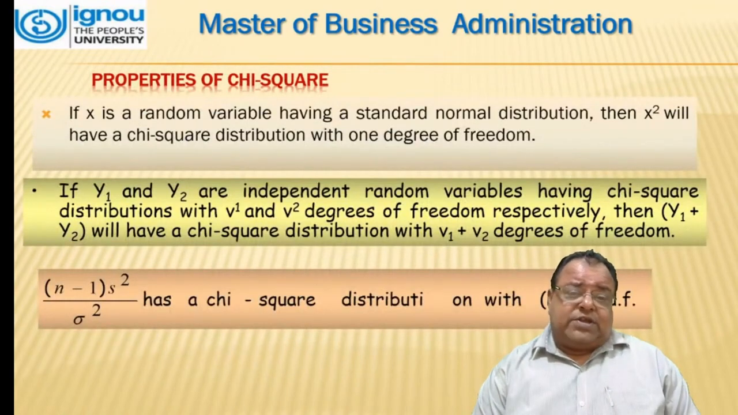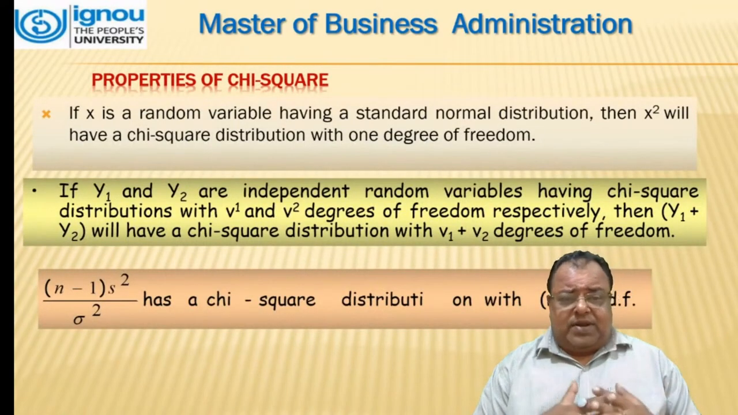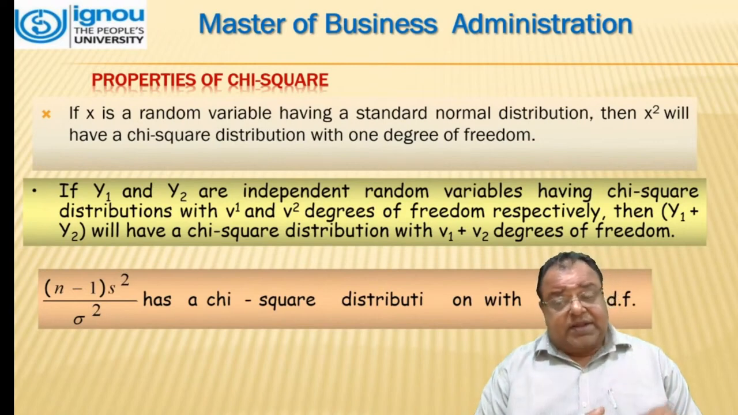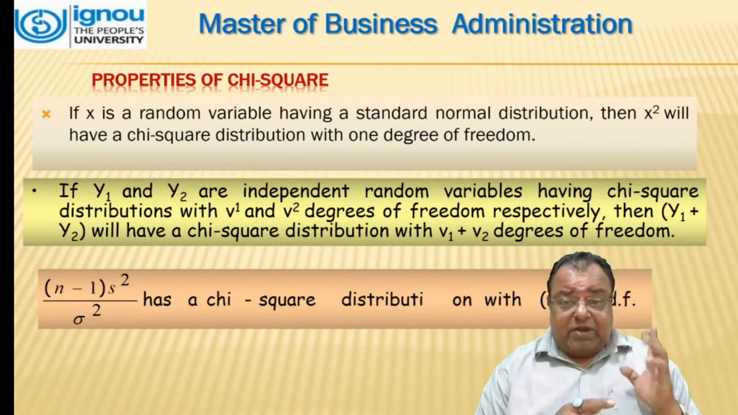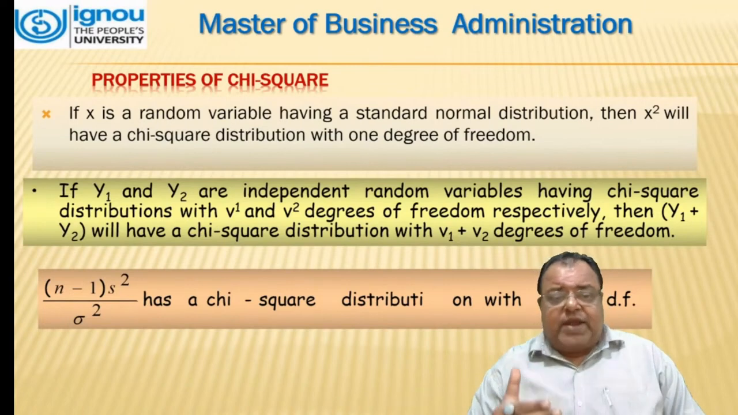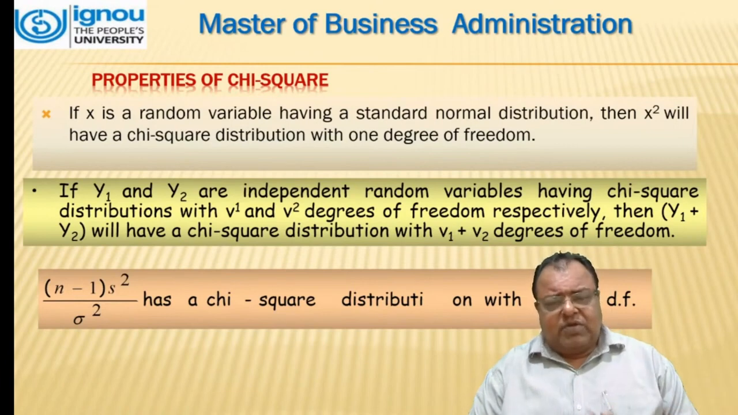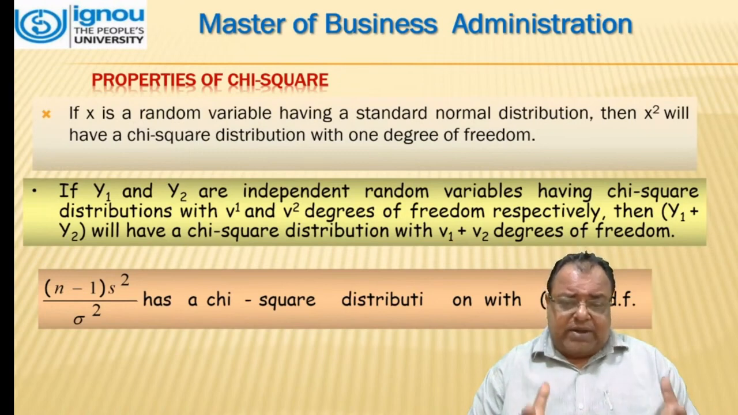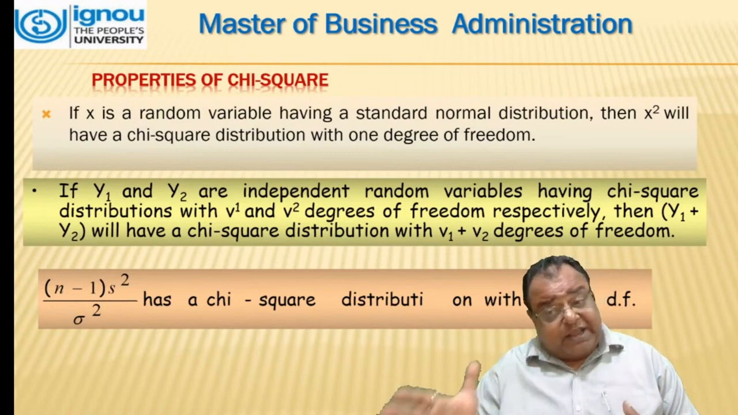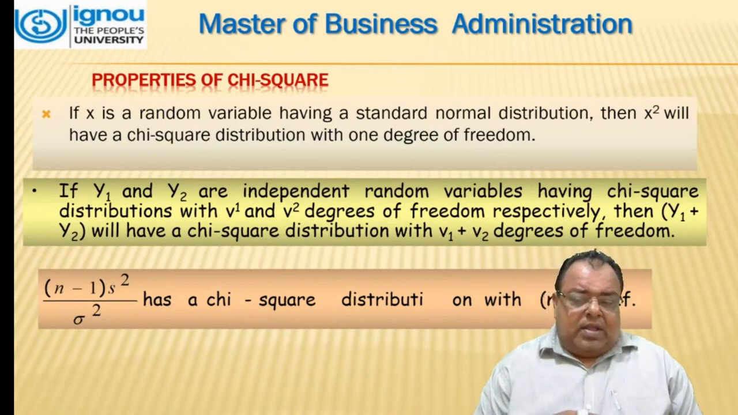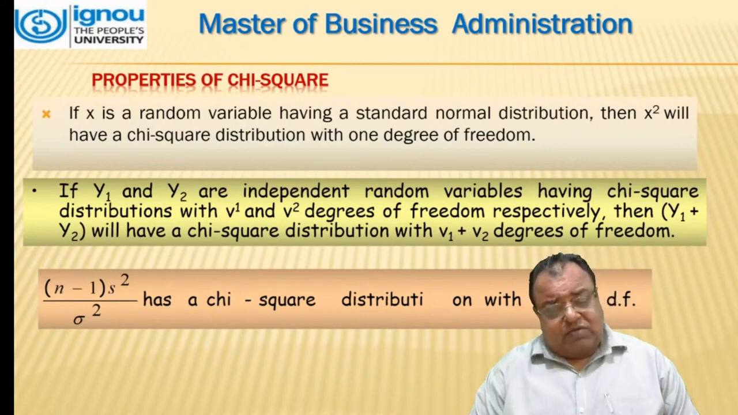Now, what are the properties of chi-square? If x is a random variable having a standard normal distribution, then x square will have a chi-square distribution with 1 degree of freedom. If y1 and y2 are independent random variables having chi-square distributions with v1 and v2 degrees of freedom respectively, then y1 plus y2 will have a chi-square distribution with v1 plus v2 degrees of freedom. If we have n minus 1 degrees of freedom, we can use this formula: (n minus 1) s square upon sigma square.